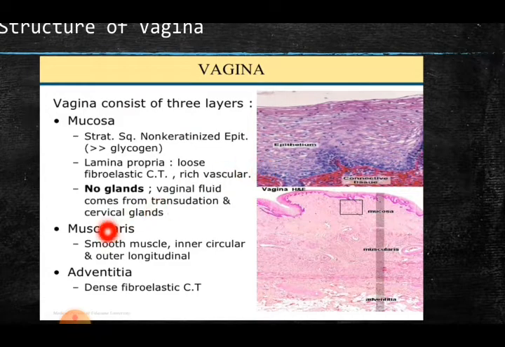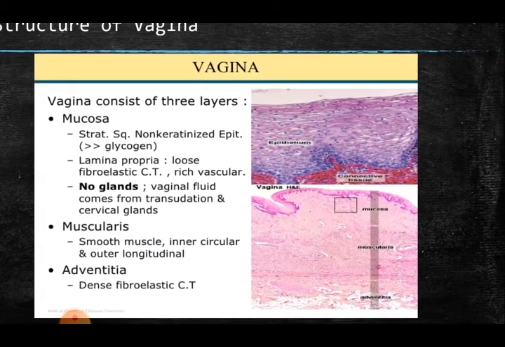Next, we talked about the muscularis, that is composed of smooth muscle, and the last is the adventitia, that is the outermost layer, and this is composed of the dense fibroelastic connective tissue or the areolar tissue.